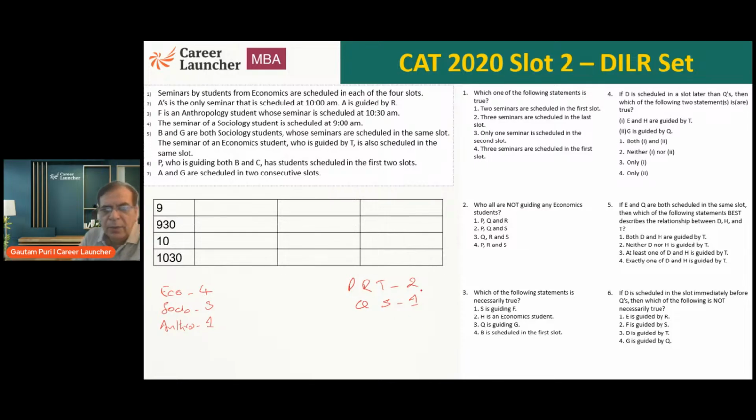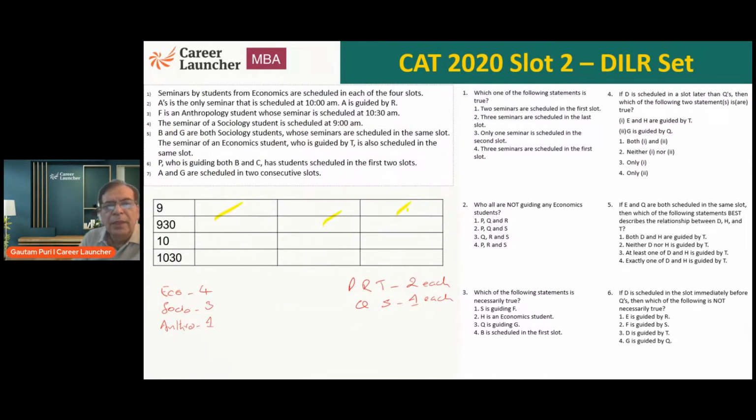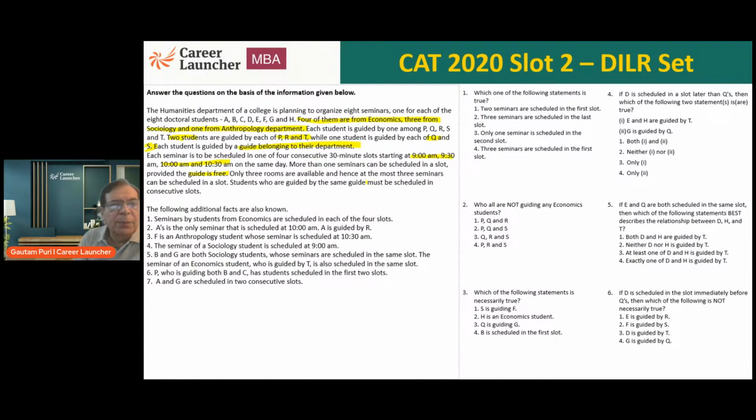What else do we have? Each student is guided by a guide belonging to their department. Again, the time slots are 9, 9:30, 10, and 10:30. That I have already put in the table to save our time. More than 1 seminar can be scheduled in a slot provided the guide is free. Only 3 rooms are available. So 1, 2, 3. That is what I have done. 3 rooms are available, and hence at most 3 seminars can be scheduled. Students who are guided by the same guide must be scheduled in consecutive slots.